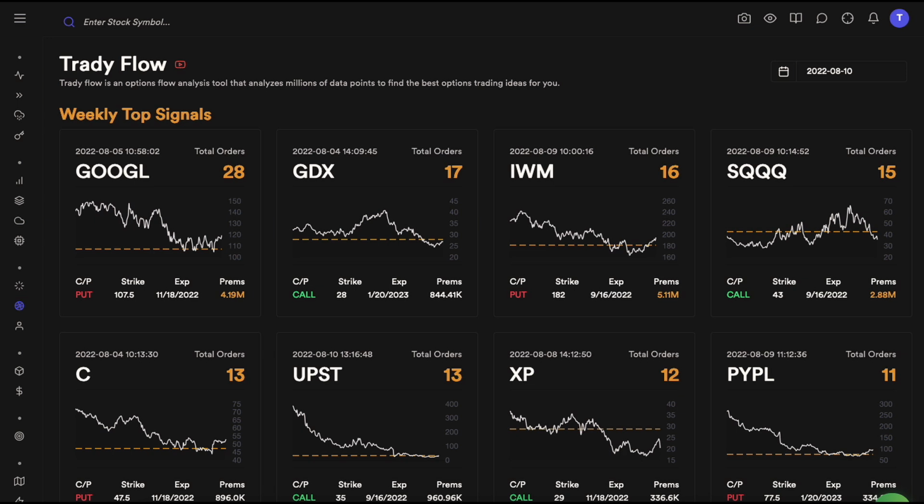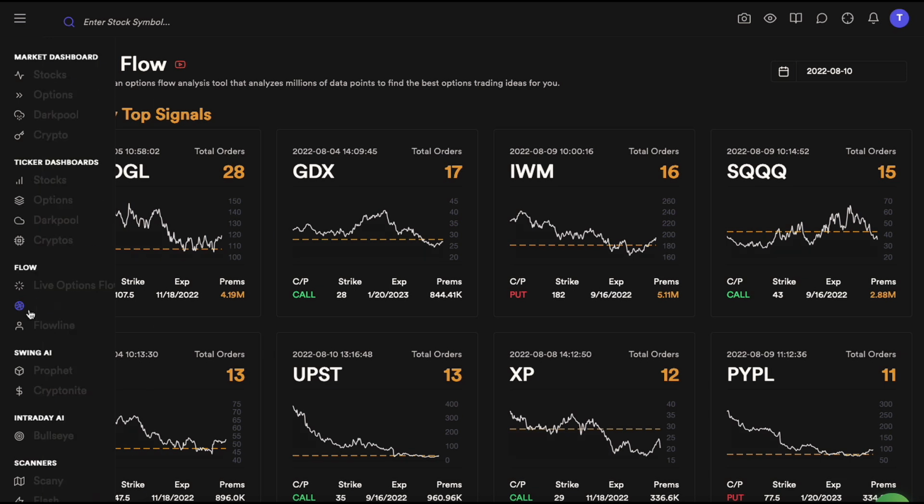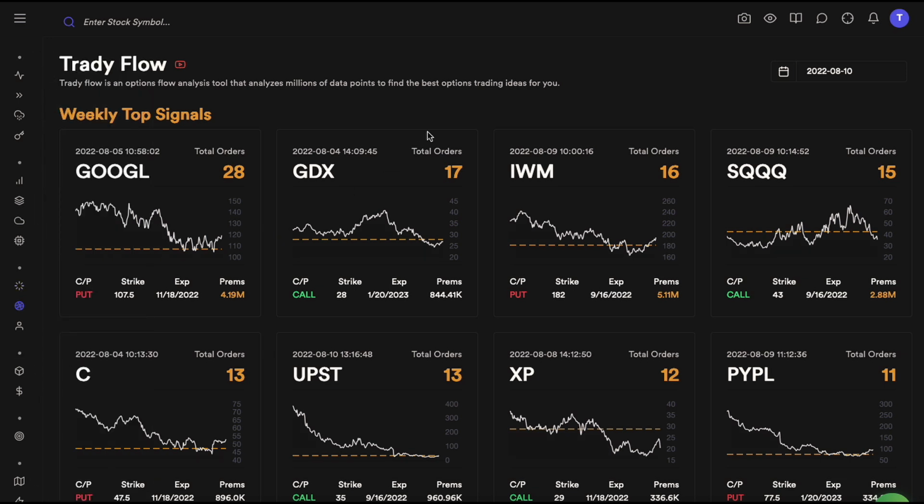So Tradiflow, in summary, is a tool that looks at repeat options flow in the live options flow tool. The reason we developed this tool was that when I was learning how to analyze live options flow, I would just look at big orders and assume that since someone is buying an out of the money call, I should just buy the same call and profit off of that. That was sometimes true, but most of the time it did not work.